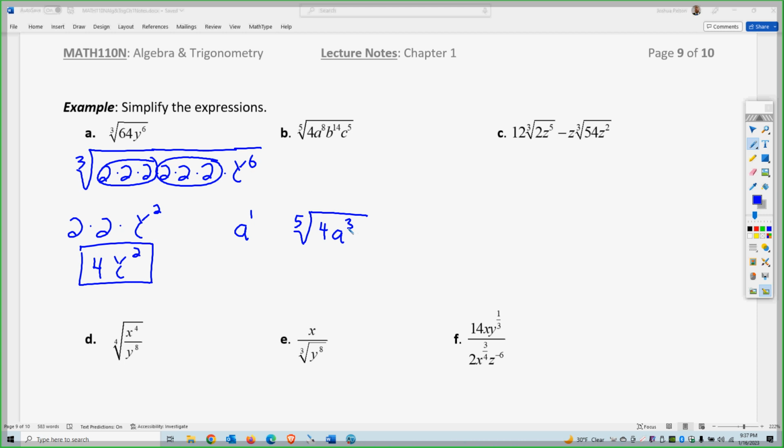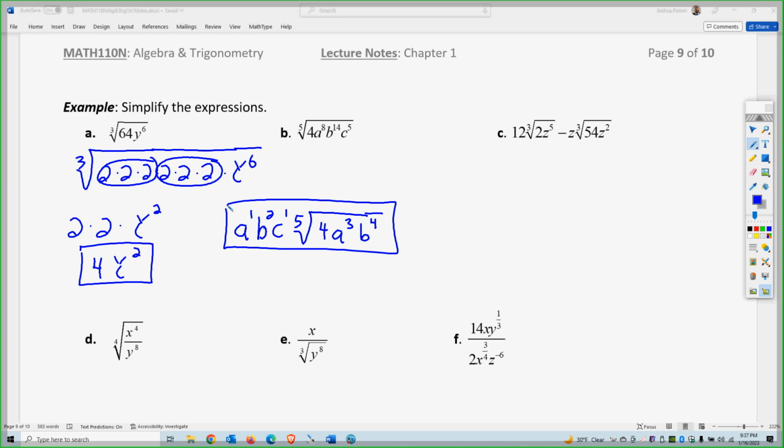All right, b to the 14. 14 divided by 5 is 2, and there's 4 left over. And then c to the fifth, 5 divided by 5 is 1, and there's nothing left over. So that's the best we can do on this one. That's an imperfect one. The first one was perfect. The second one was not perfect.